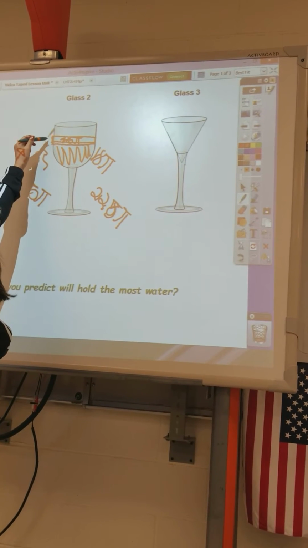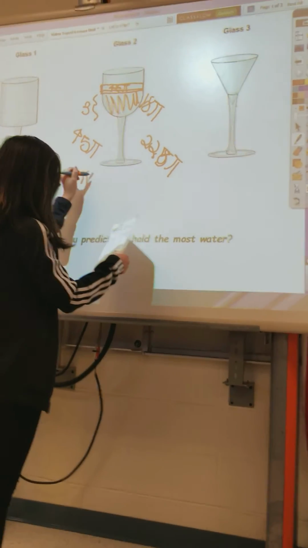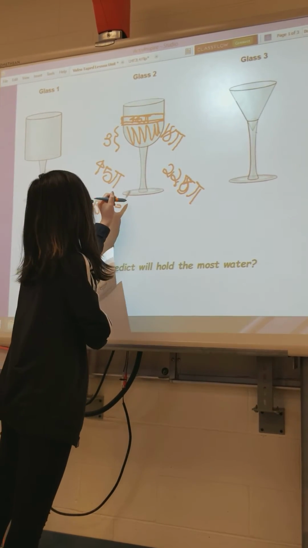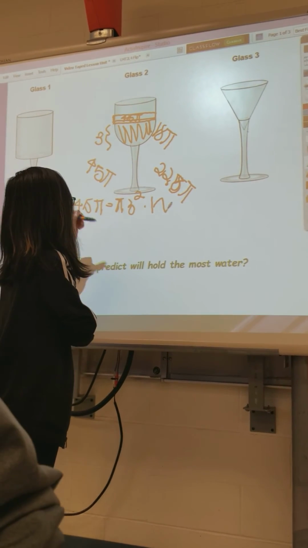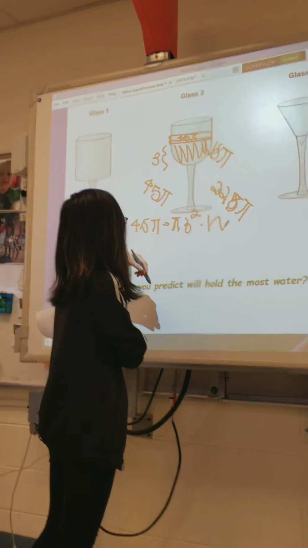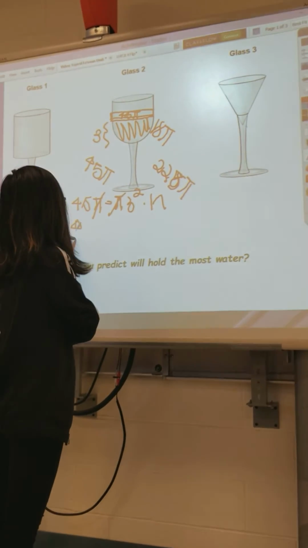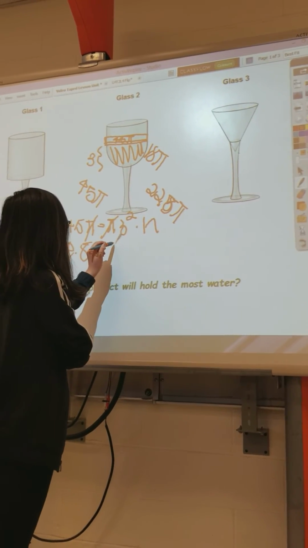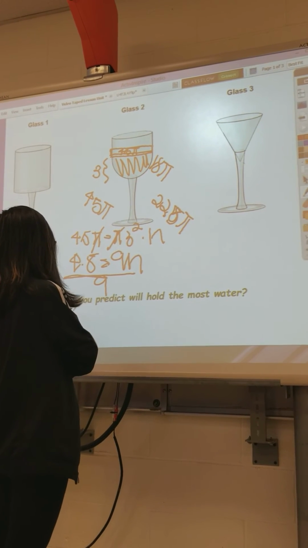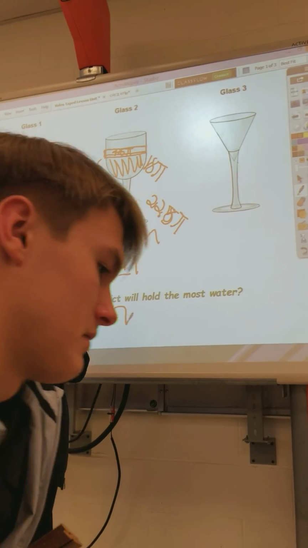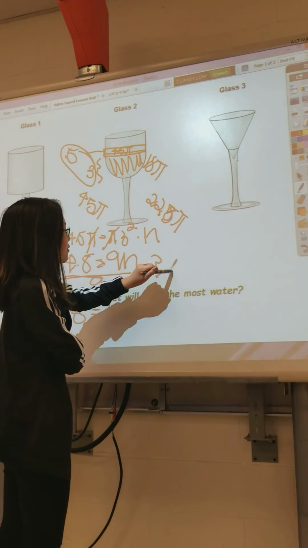In order to solve for the height here, you can use the formula 4.5 pi is equal to pi 3 squared times the height. So it's the pi r squared times height formula. Then you can take out the pi, and you have 4.5 is equal to 9 times the height. Divide by 9 on each side, so you end up getting 0.5. Therefore, this is 0.5. And if you add them together, you get 3.5.